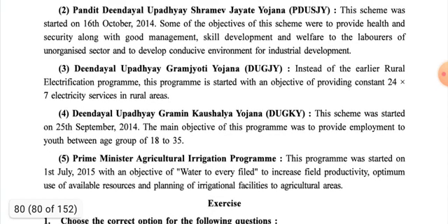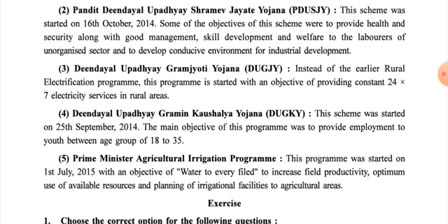Let us move towards the second employment scheme, that is Pandit Dindayal Upadhyay Shrameva Jayate Yojana, that is PDU-SJY. This scheme was started on 16th October 2014. Some of the objectives of these schemes were to provide health and security along with good management, skill development and welfare to the laborers of the unorganized sector, and to develop a conducive environment for industrial development.